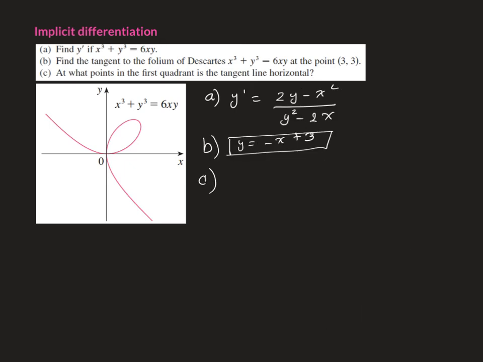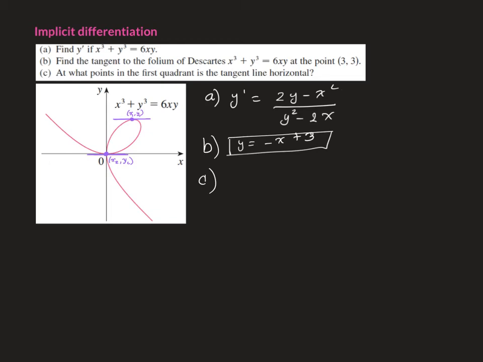Now for part c, at what point in the first quadrant is the tangent line horizontal? So looking at the graph, we can tell that there are 2 points where the tangent is horizontal. One being the origin, right here, the tangent line is horizontal, but also here. So our job is going to be to find the coordinates at this point, if you want (x1, y1), and also this point, although from the graph we can predict that it's going to be (0, 0).